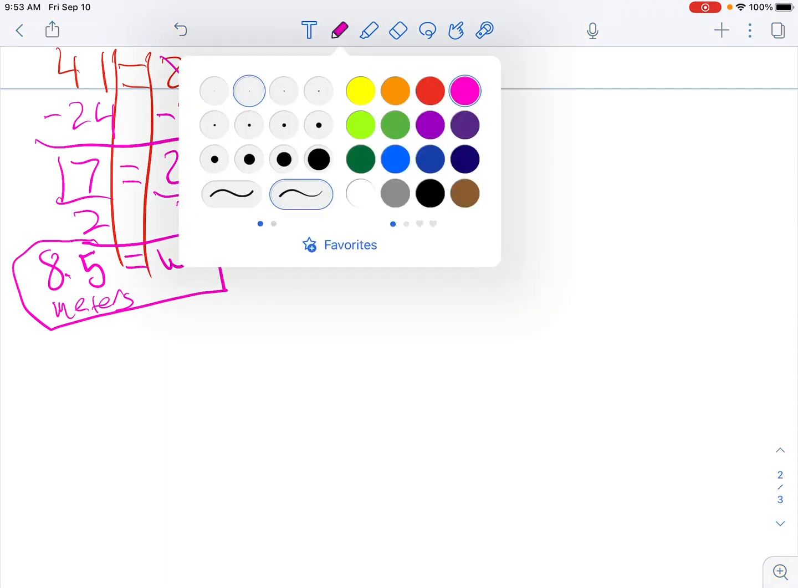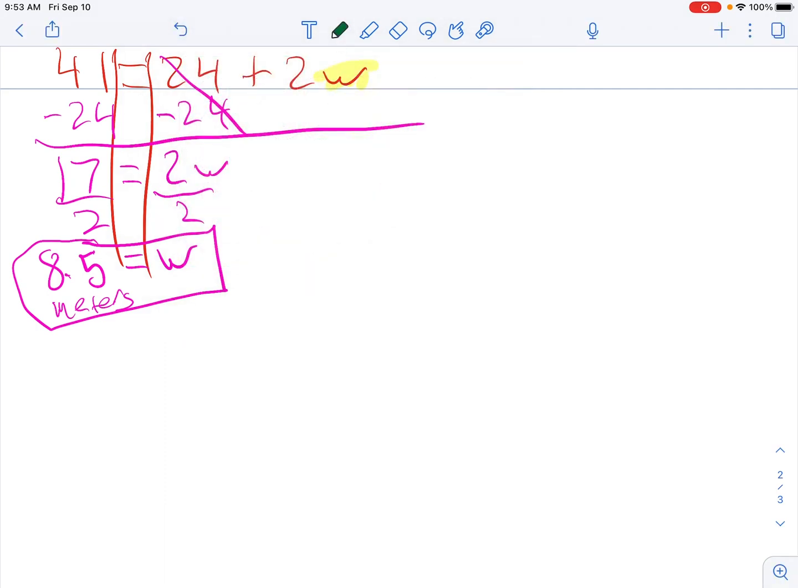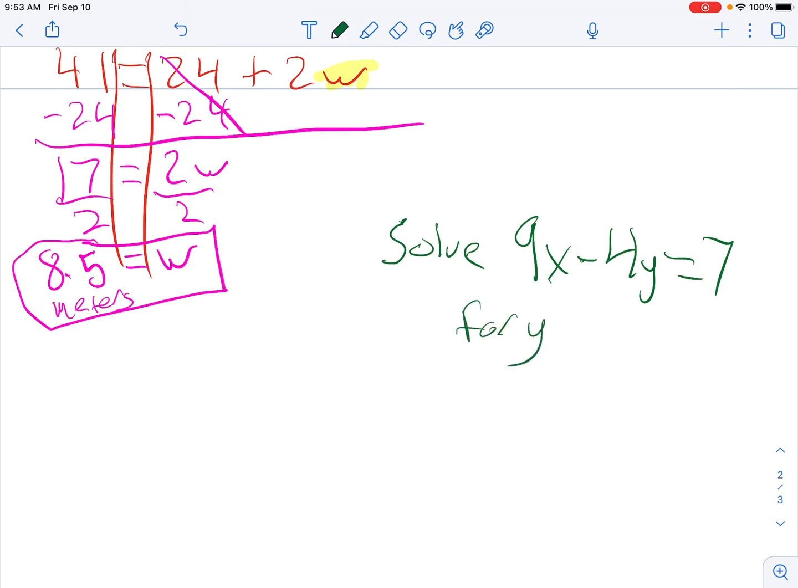We may have to rewrite a linear equation. Let's take a different color here, maybe green. I'm feeling green right now. Solve 9x minus 4y equals 7 for y. Okay, so our goal is to figure out what in the world y is.